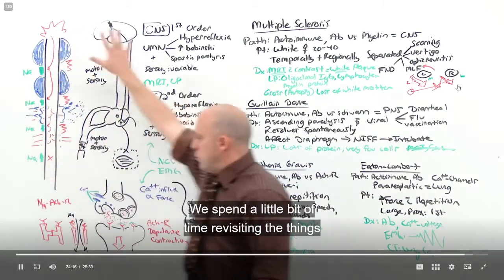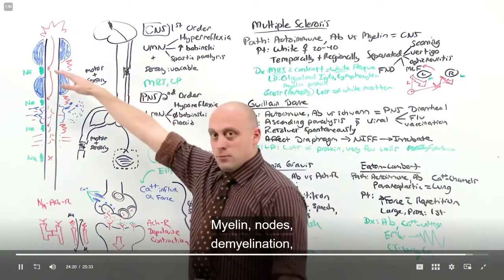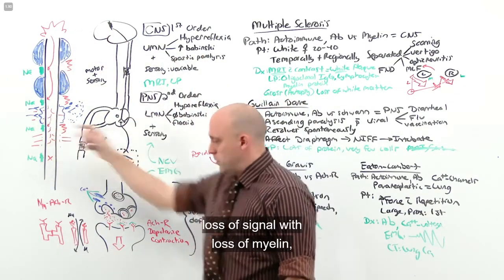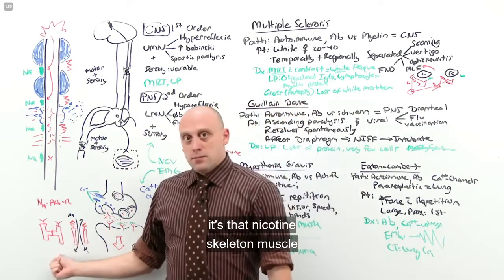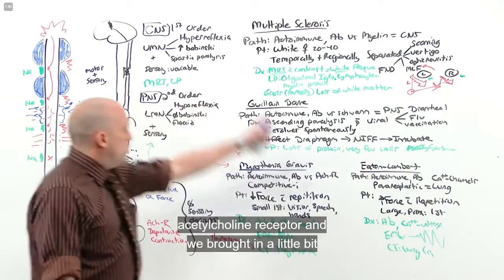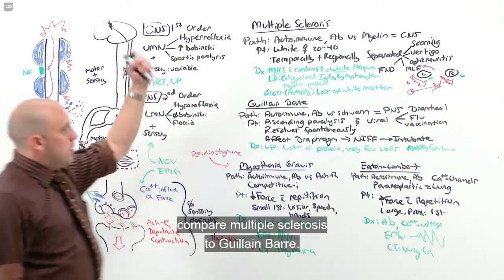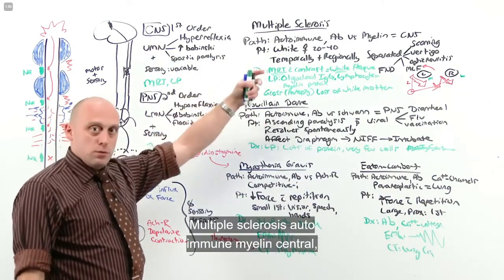We spent a little bit of time revisiting the things you already know. Myelin, nodes, demyelination, loss of signal with loss of myelin, vesicles mediated by calcium, postsynaptic receptors, skeletal muscle, it's that nicotinic skeletal muscle acetylcholine receptor. And we brought in a little bit of stuff from neuroscience, just enough so that we can compare multiple sclerosis to Guillain-Barré. Multiple sclerosis, autoimmune, myelin, central.